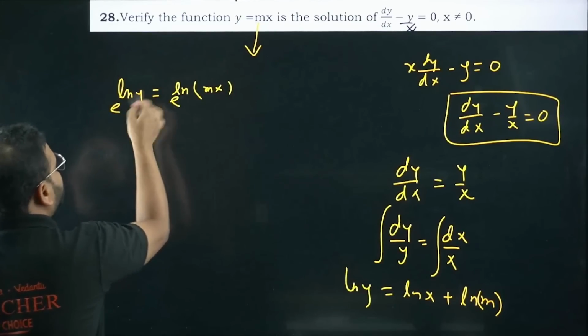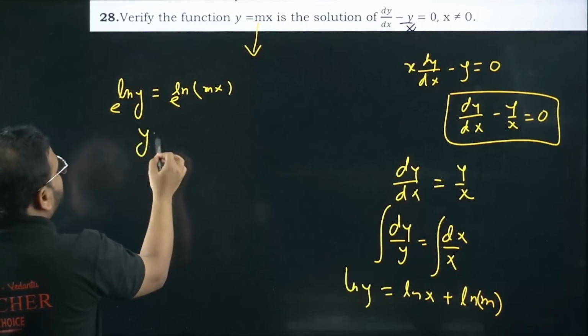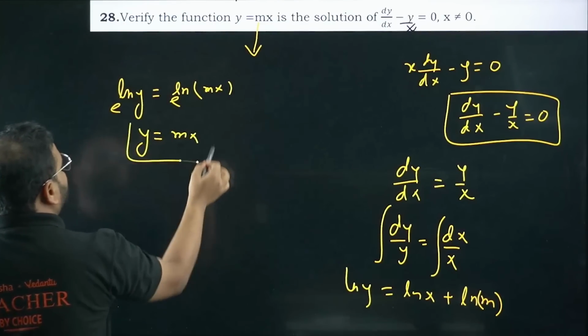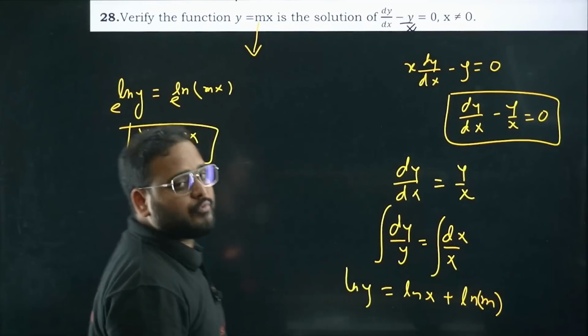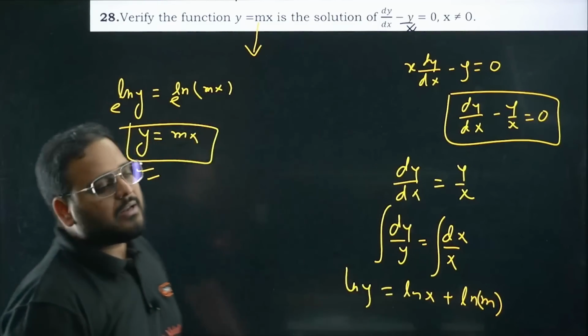Put here e to e, cancel the effect, it will become y equals to mx, sir. Y equals to mx, sir, hence proved. Simple enough. Done. Please check.